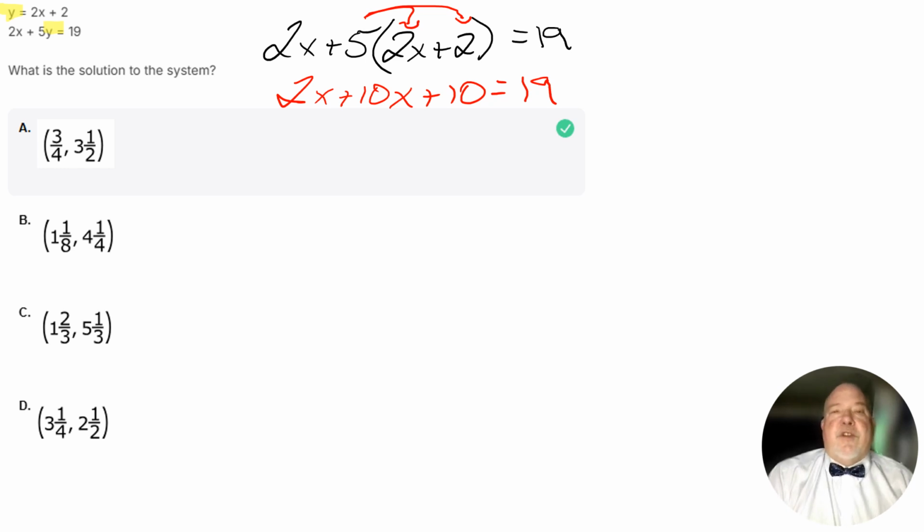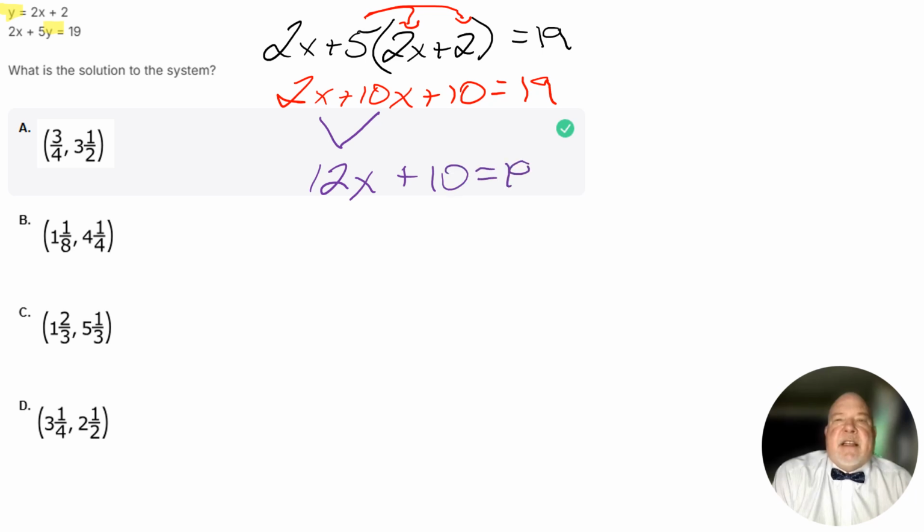Now we're going to continue solving this. Next, we're going to combine like terms. So I can combine the 2x and the 10x together. That gives me 12x plus 10 equals 19. And now I have a two-step equation. So I'm just going to solve this equation.